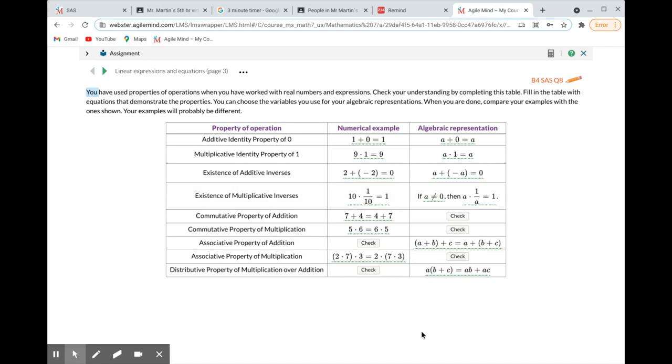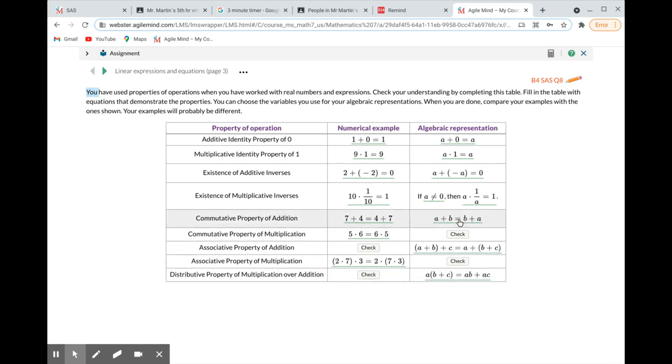It is 1, you're right. So here they took the example and said 10 times 1/10 would equal 1. Now we're going to take a look at the commutative property of addition. Commutative property just means that you can add in any order the same numbers and you'll get the same answer. So 7 plus 4 equals 4 plus 7, which is the same thing as saying A plus B is equal to B plus A. All right.